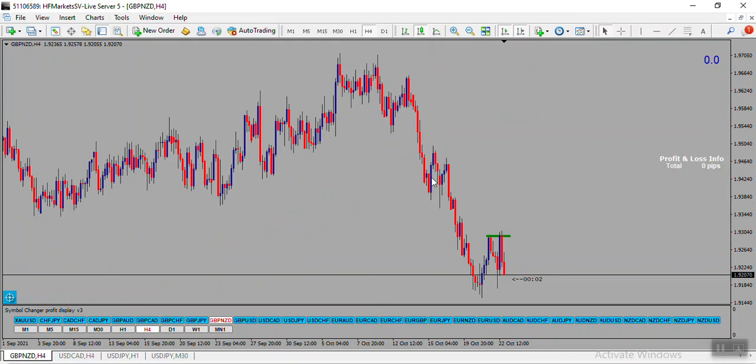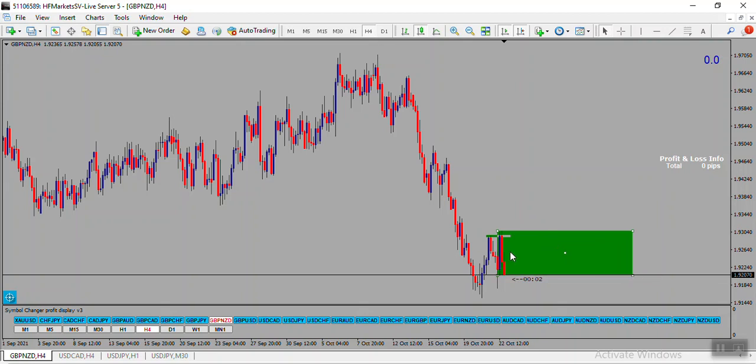Here you can see that GBPNZD is on a downtrend, and I observe that price has already taken out liquidity with this bullish candle and immediately returned. So I'm expecting this drop to continue, to break this low. When price breaks below this low and closes below it, I'll be expecting price to return back to this order block, the last bullish candle.